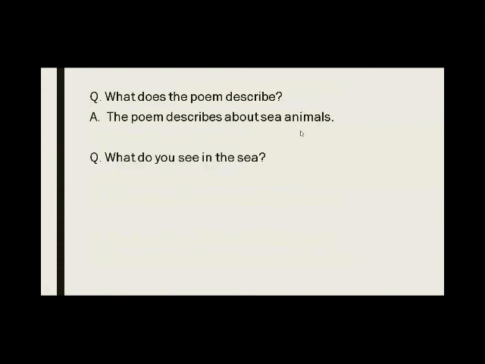What do you see in the sea? When you go to the seaside, we see animals moving free in the sea.